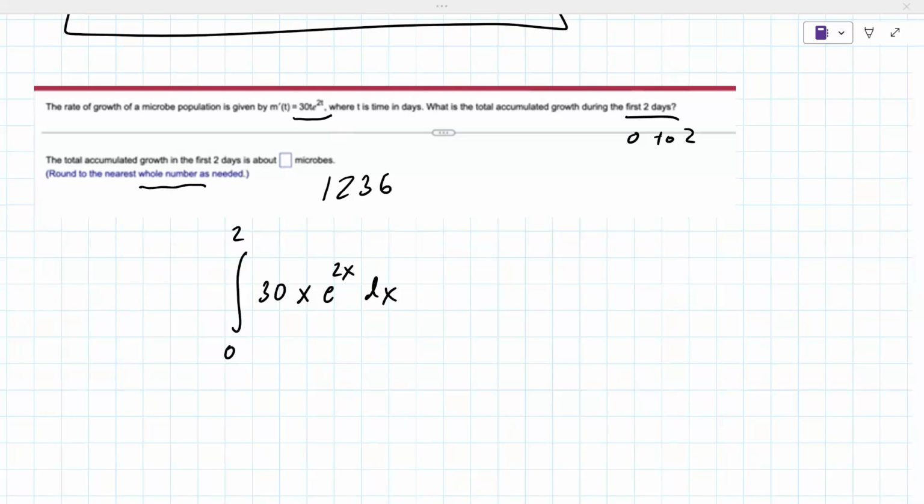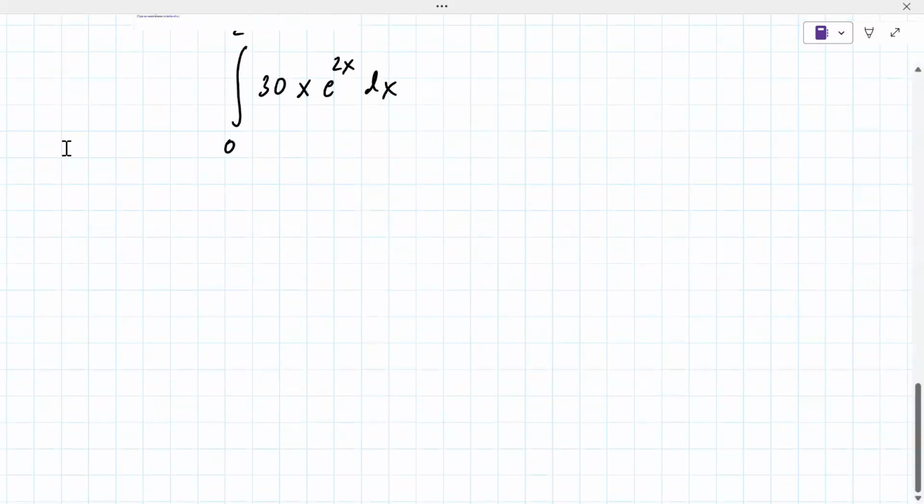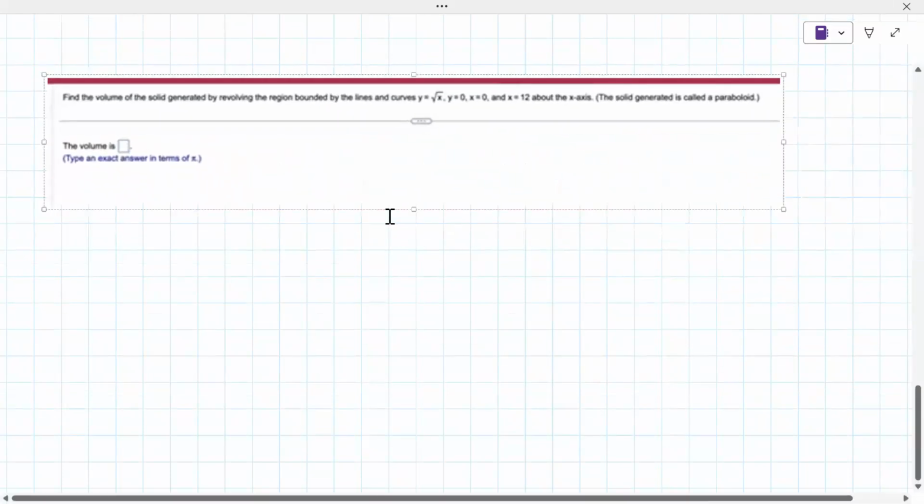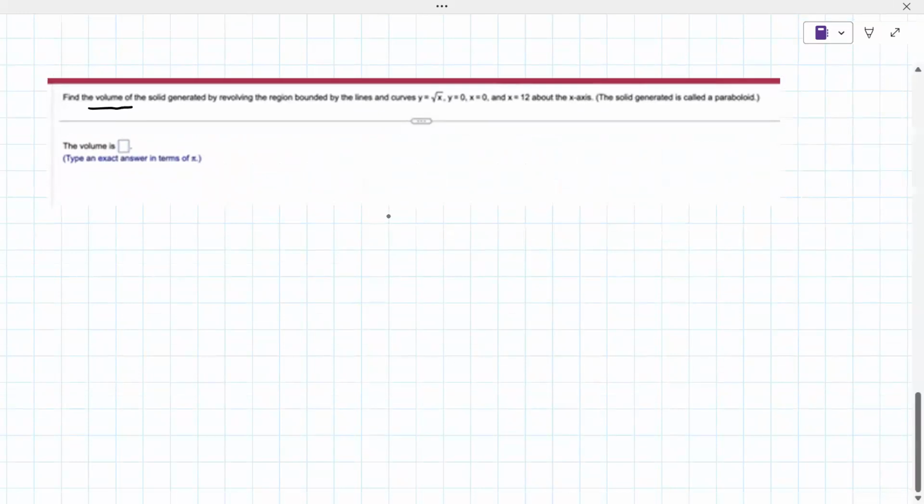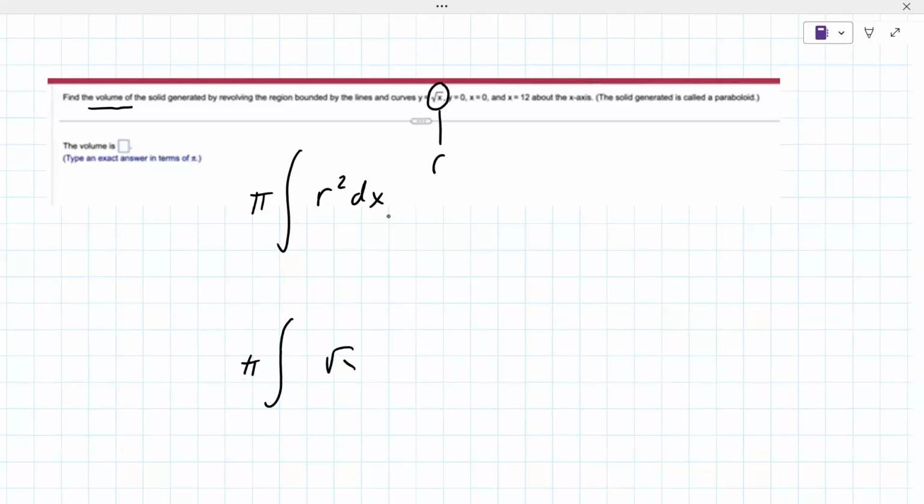All right, so we're transitioning to some more difficult problems here. Still calculator, but you're looking for a different keyword here. This one says volume. So that's the word you're looking for. The integral for volume is pi r squared dx. And this r is always your y. So this right here is really r. So it's the integral, pi on the outside, square root of x squared dx, and then it tells you from 0 to 12.